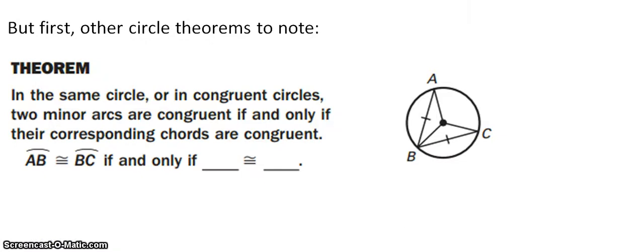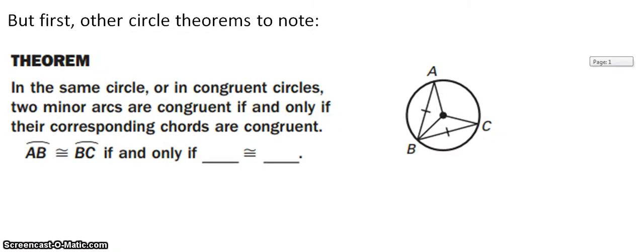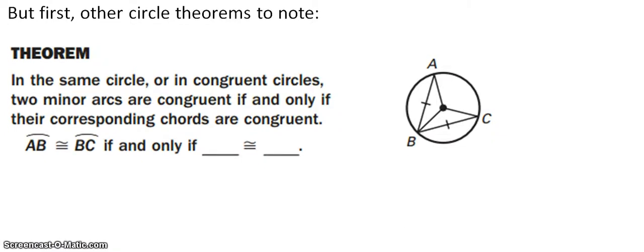But first I wanted to note a couple of theorems that may have come up already. I haven't talked about them yet because they are kind of obvious just by looking at a picture, but I want to make sure we're all on the same page. So the first theorem has to do with chords and their arcs. It says in the same circle or congruent circles, two minor arcs are congruent if their corresponding chords are congruent.